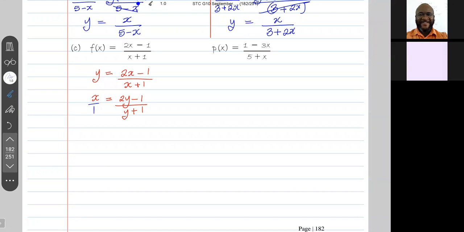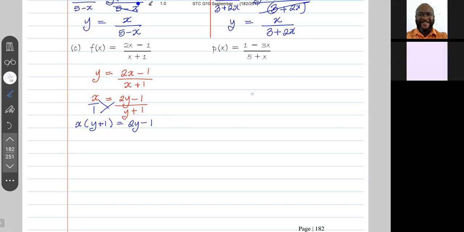Now, step 3 is to make y the subject again. So I'm going to get rid of the fractions by cross multiplying. So it's x multiplied by y plus 1. Remember, whenever you multiply a sum or a difference, you always put it in brackets. And this is equal to 1 times 2y minus 1, which is 2y minus 1. Whenever you multiply something by 1, it remains the same.